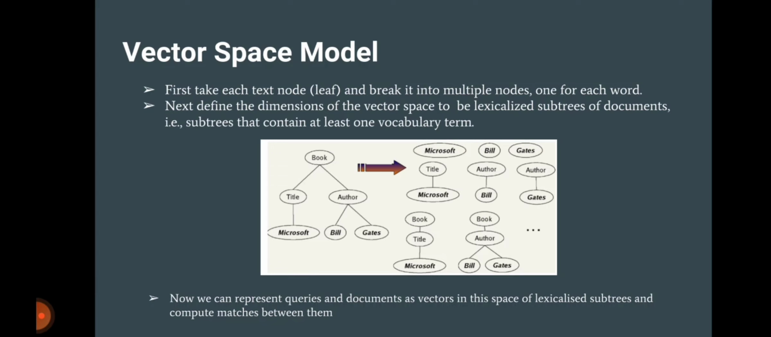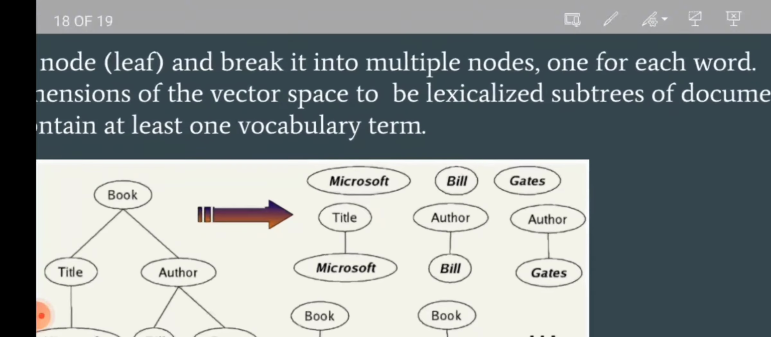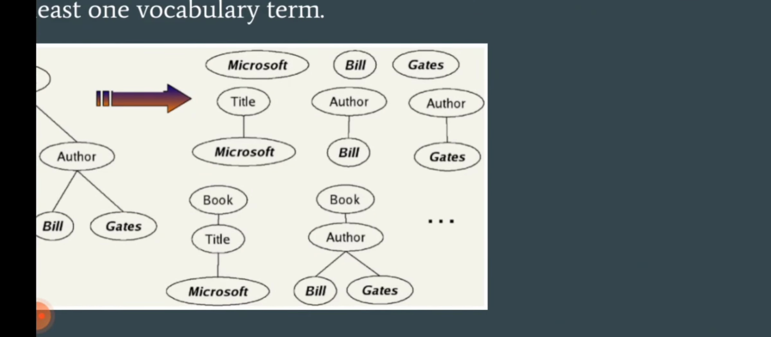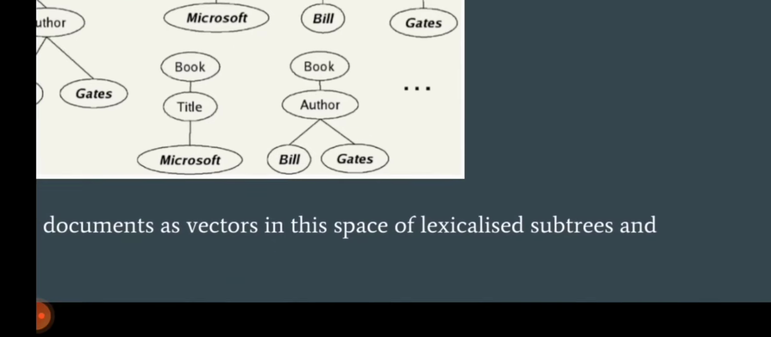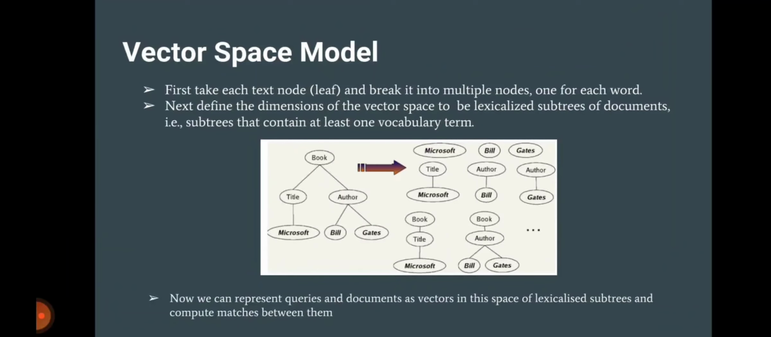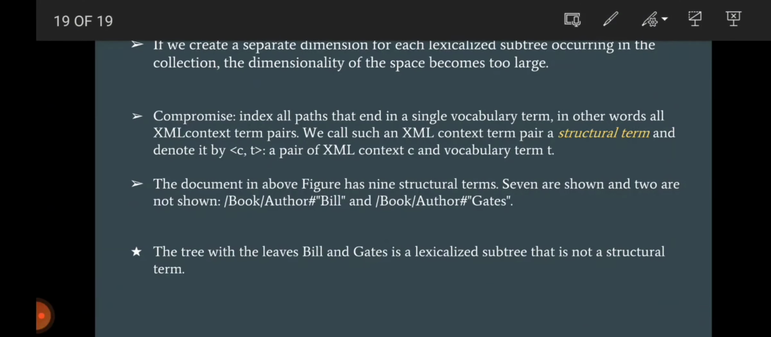Here in this figure we have 9 structural terms, but only 7 are shown. The seven structural terms shown are these, and the tree with Bill and Gates is not a structural term, that is, this last one is not a structural term, but it is a lexicalized subtree. And the two which are not shown are /book/author#Bill and /book/author#Gates. So this is all about XML retrieval.